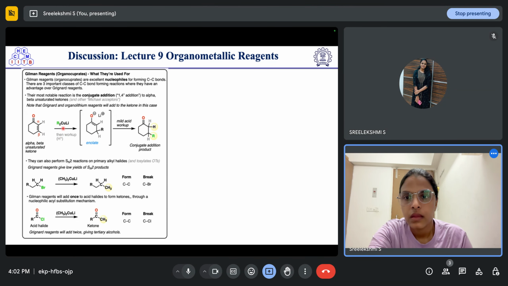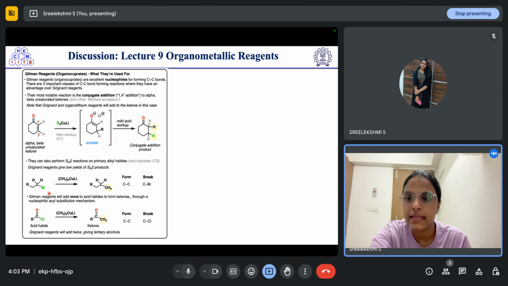First, this methyl group or whatever alkyl group is there will attack over this beta position, and simultaneously this lithium enolate will be formed, and then mild acidic workup will give this ketone back with this conjugate addition product.